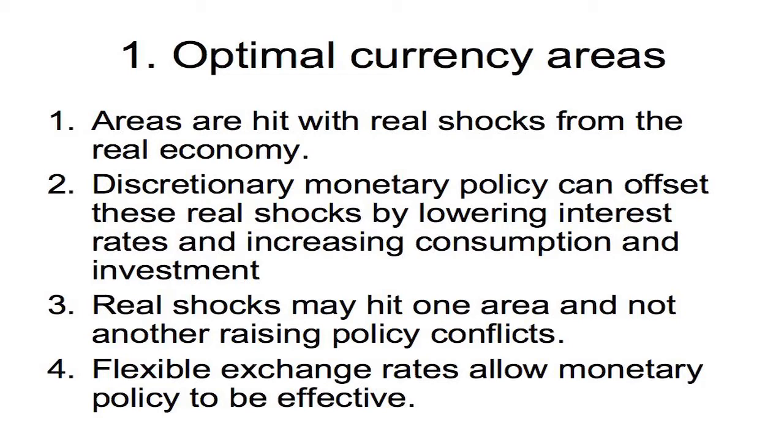Discretionary monetary policy tries to offset these real shocks by lowering interest rates and increasing consumption and investment. But real shocks may not hit the area at the same rate. And so there's a conflict in terms of policy. Right now, Wyoming has what? 3.5% unemployment? Okay. Other parts of the country have 10% unemployment.